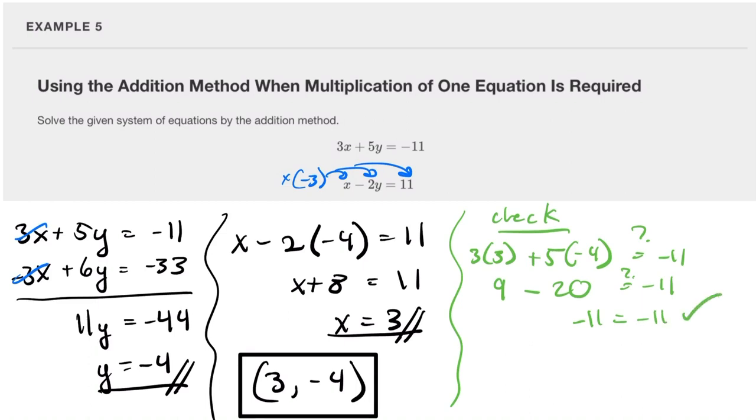And then with the second one, we have 3 minus 2 times negative 4. Does that equal positive 11? 3 plus 8, does that equal 11? 11 equals 11. All right, so this ordered pair makes both equations true, so we can say that it's the solution to the system.